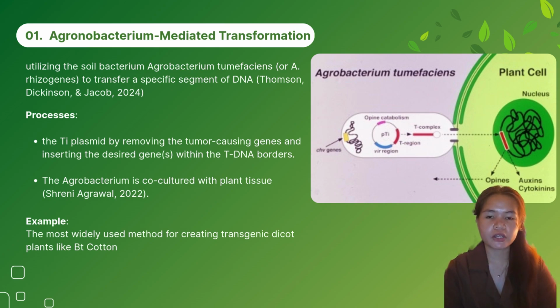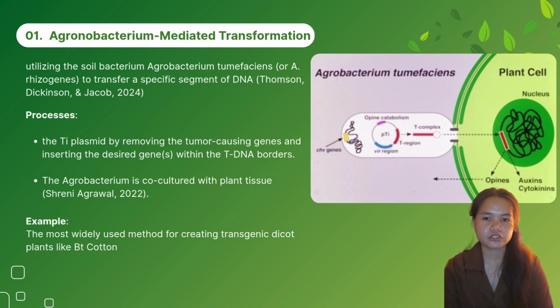The first example of a biological method is Agrobacterium-mediated transformation. This method uses a natural soil bacterium called Agrobacterium tumefaciens. In genetic engineering, scientists remove the tumor-causing genes and replace them with the desired genes. The modified Agrobacterium is then mixed with plant tissues, allowing the new genes to be transferred into the plant's DNA. The most common example is the creation of transgenic dicot plants like Bt corn.